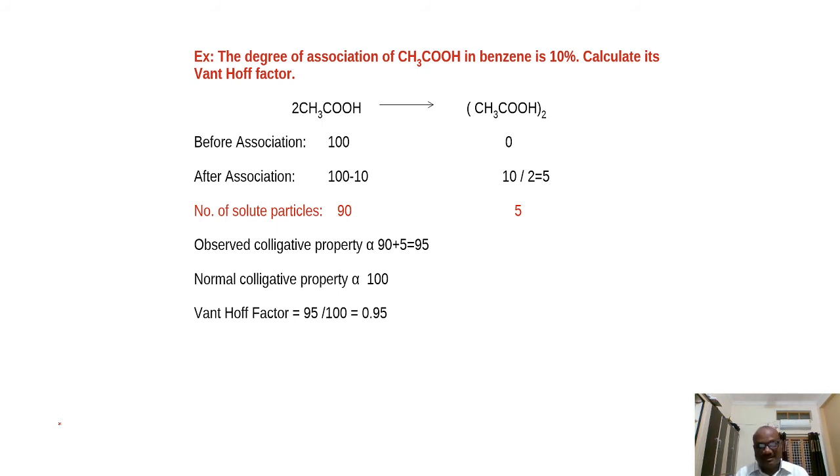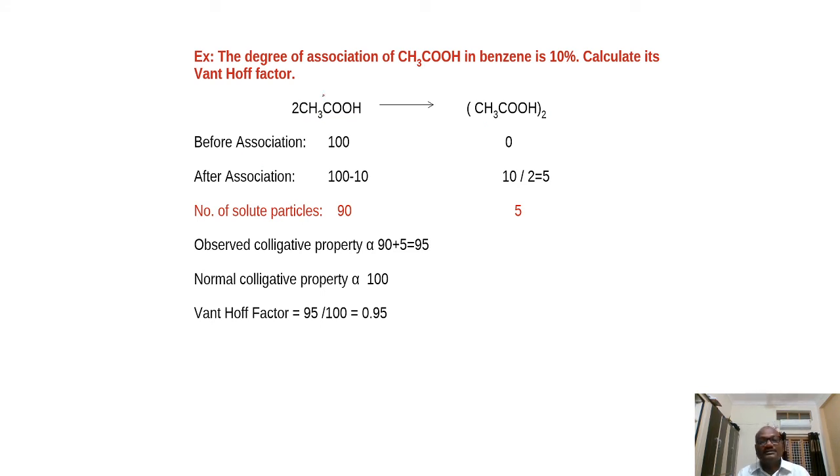In the case of association we are observing now. The degree of association of CH3COOH in benzene is 10%. Calculate its Van 't Hoff factor. Remember here one piece of information should also be given, that acetic acid will undergo dimerization in benzene, that we know. So 2 CH3COOH gives (CH3COOH) taken twice. Two molecules are gathering together to form only one particle. Two particles are converting into one particle, meaning the number of particles is decreasing. In this case, you have to calculate the degree of association and the Van 't Hoff factor.